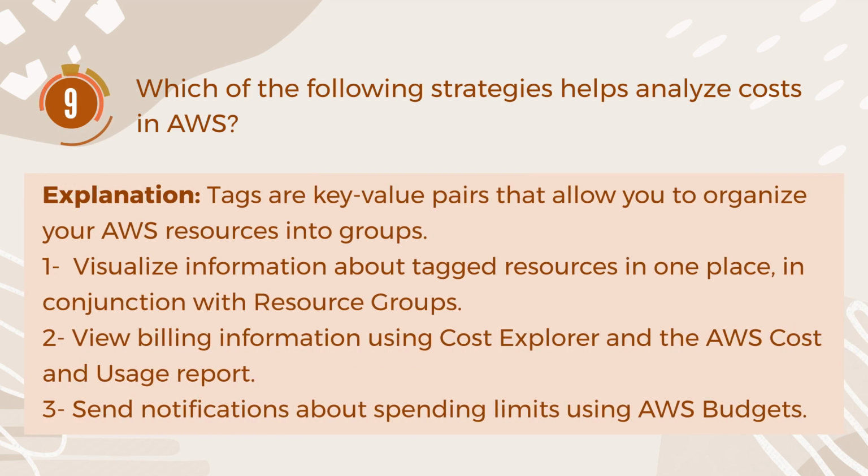Explanation. Tags are key value pairs that allow you to organize your AWS resources into groups. Visualize information about tagged resources in one place, in conjunction with resource groups. View billing information using Cost Explorer and the AWS Cost and Usage Report. Send notifications about spending limits using AWS Budgets.